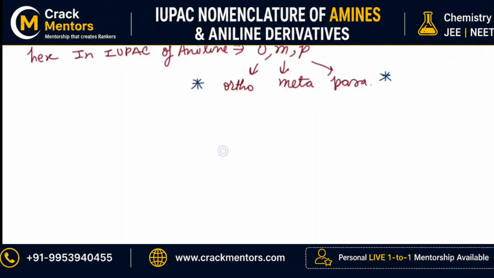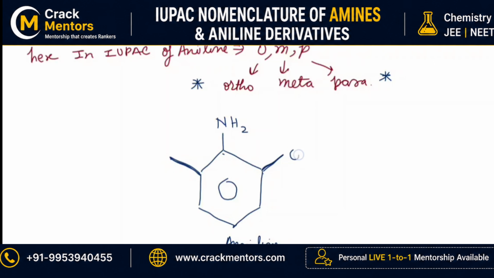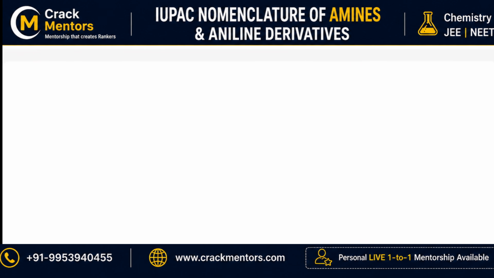So in the general skeleton, this is your aniline. If something is attached just adjacent to NH2, either here or here, both are the same thing, so it will be ortho. If something is attached here or here, it's the same thing, it will be your meta. If something has been attached here, it is your para, right? Now let's understand this with the help of diagrams also.